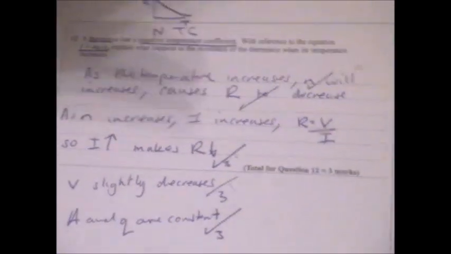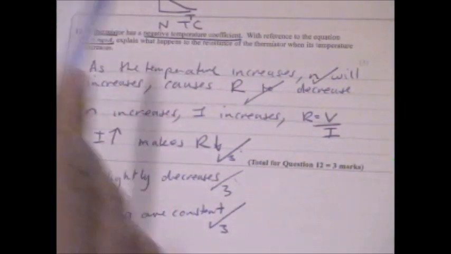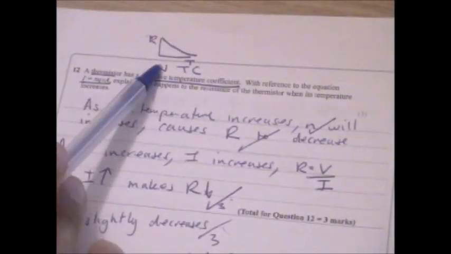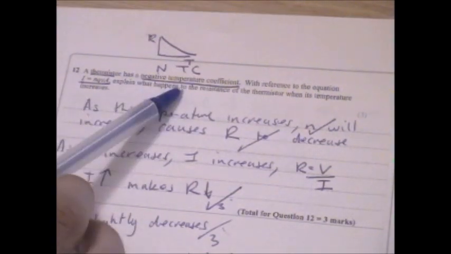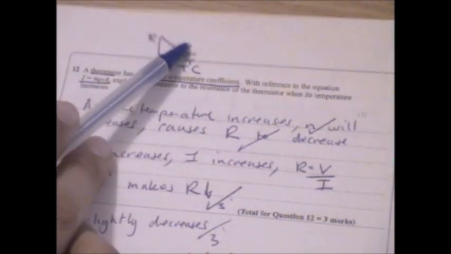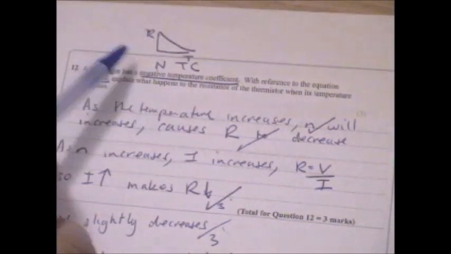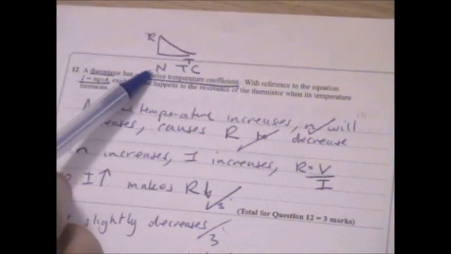So question 12 is a very straightforward question, asking about a thermistor with a negative temperature coefficient. Okay, so that means as the temperature increases, the resistance decreases. So you can draw a line like that. Remember that's opposite to PTC, which is positive temperature coefficient. It would curve upwards. Normal wires of a positive temperature coefficient: as temperature increases, more lattice vibrations, more resistance.